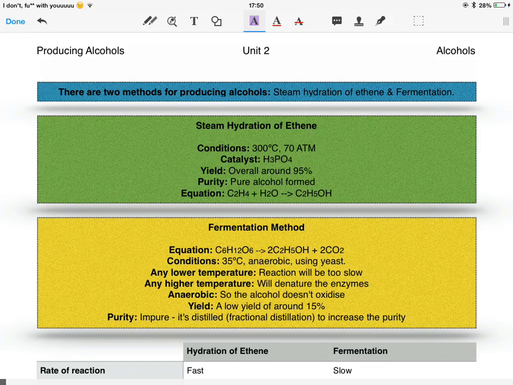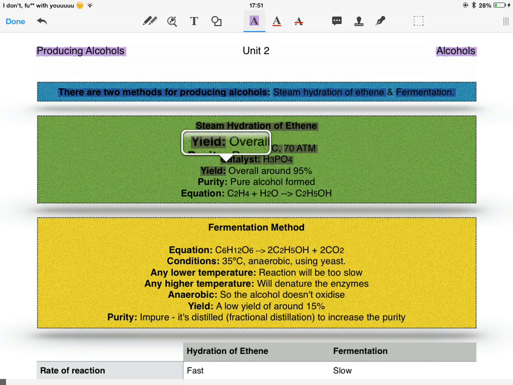So this is my third video on the alcohols, and it's going to be on producing alcohols. There are two methods for producing alcohols, and these are steam hydration of ethene and fermentation. For steam hydration of ethene, the conditions are 300 degrees Celsius and 70 atmospheric pressure. The catalyst is a phosphoric acid catalyst, and the yield overall is around 95%.